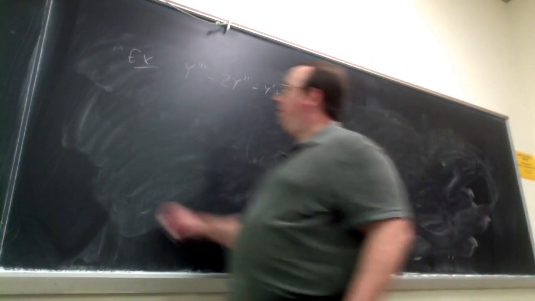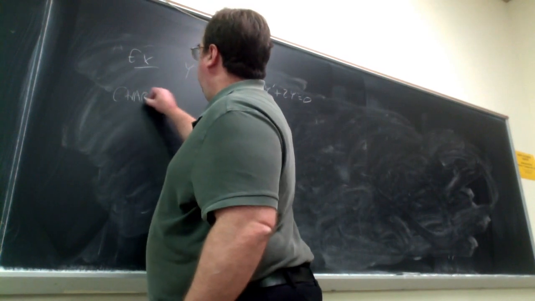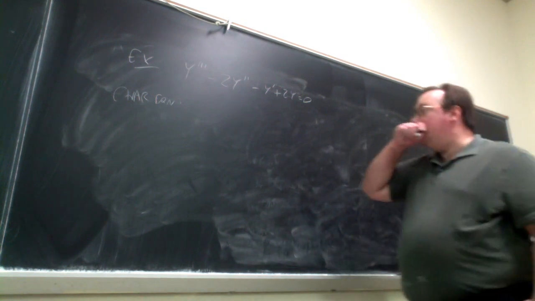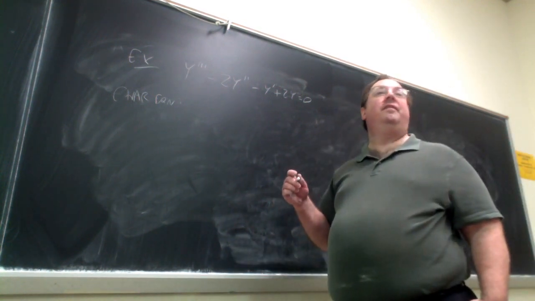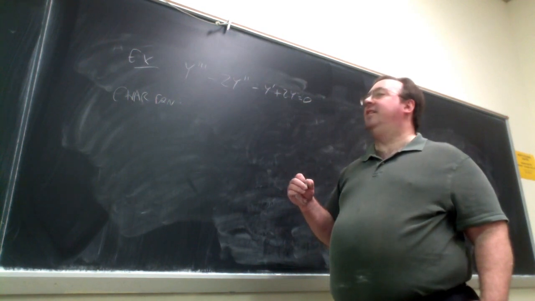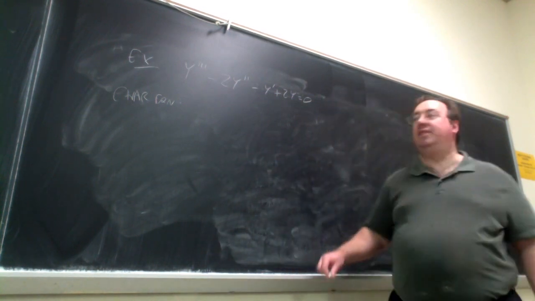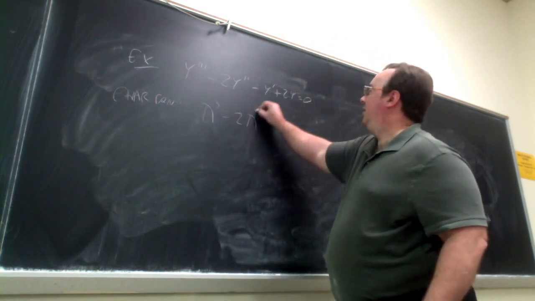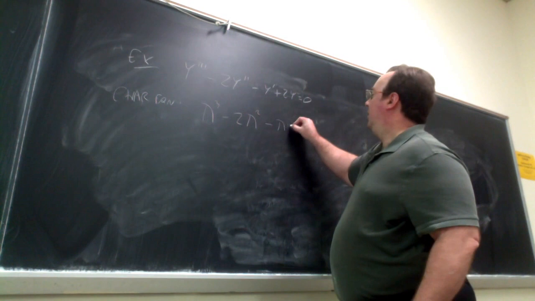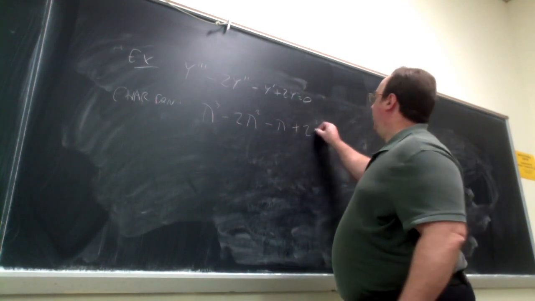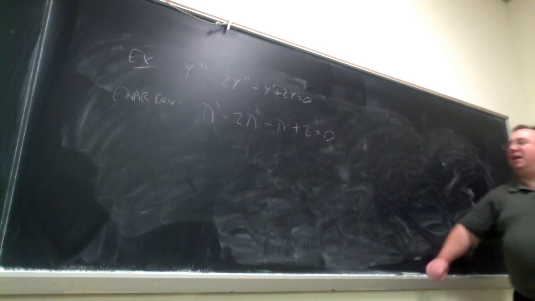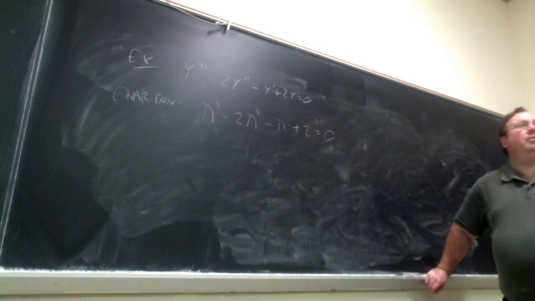So what is the characteristic equation? Lambda cubed minus 2 lambda squared minus lambda plus 2. Okay. So now, how can we factor something like that?